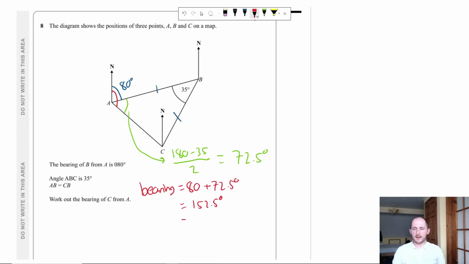Now, if you remember rightly, bearings must be given as a 3-digit number, which means if it's 2 digits, you add a 0 in front, but if it's a decimal, you always round it. So just 153 degrees is your final answer for that question.